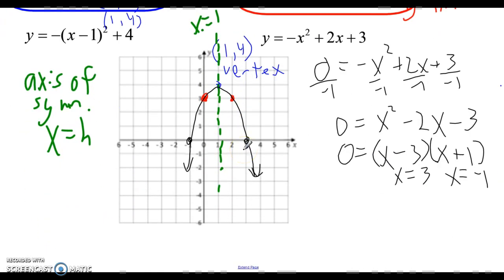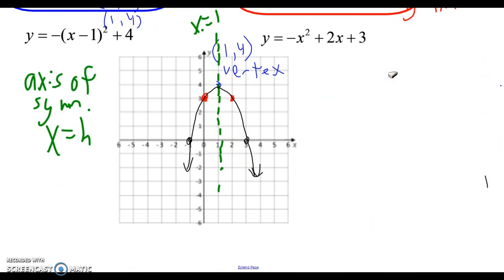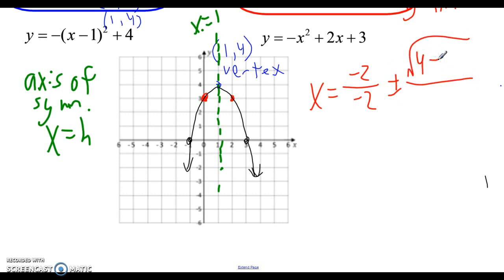So on this one, let's erase this. Let's start the quadratic formula and see what it looks like. So this would be x equals the opposite of b, which is the opposite of 2, over 2 times negative 1, which is negative 2, plus or minus the square root of b squared, which is 4, minus 4 times negative 1 times 3, which is 4 times negative 3, all over negative 2. So this is positive 1, because negative divided by negative is positive, plus or minus. Let's see, 4 plus 12 is 16.